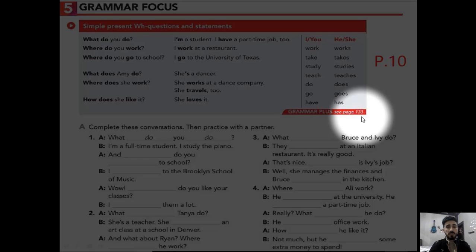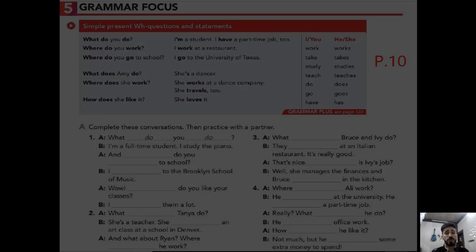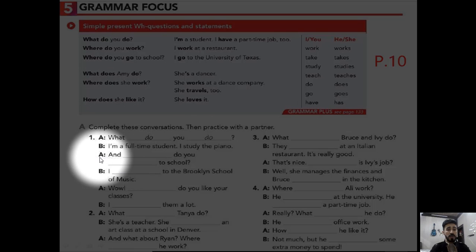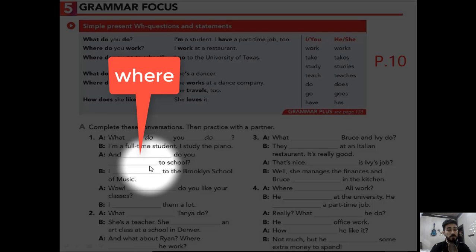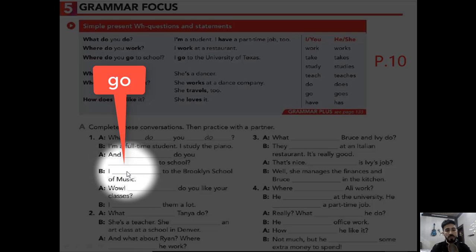You can find an activity related to these. But here we will do the first activity. Activity A, complete these conversations, then practice with a partner. The first one has been done. What do you do? I'm a full-time student. I study the piano. That's the first one. Then A: we need a WH question word. Where do you, then a base, which can be go. So, where do you go to school? I go to the Brooklyn School of Music.